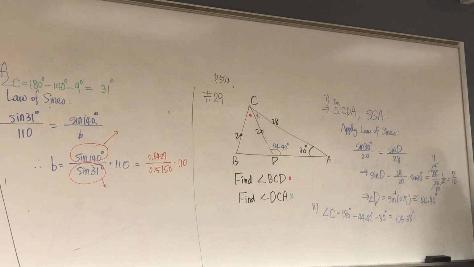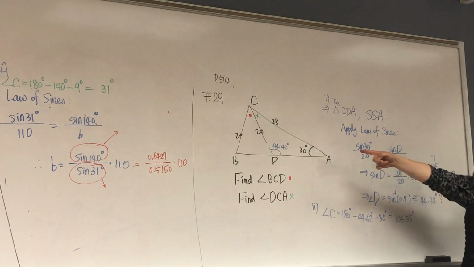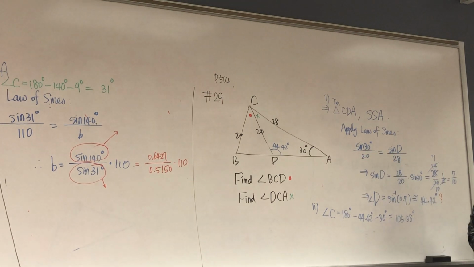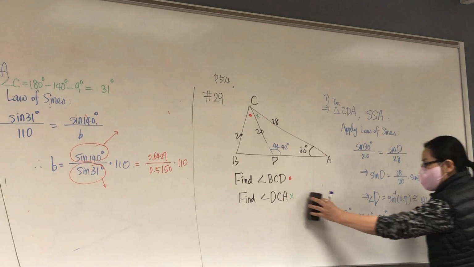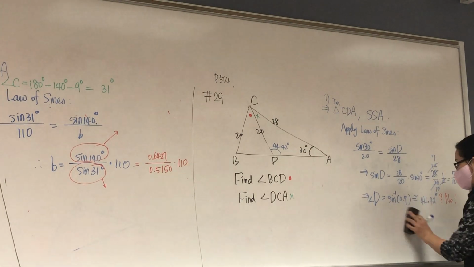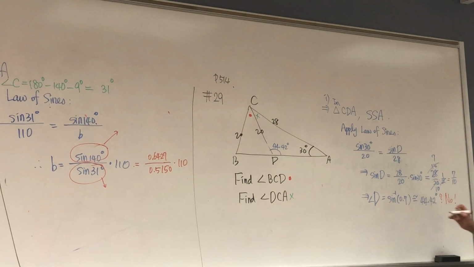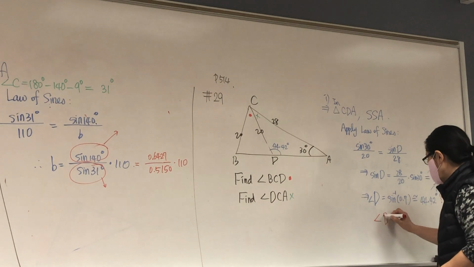Is it the right answer? You have to ask yourself that. Apparently not. Visually, is 44.42 reasonable? No. Your D should be greater than 90. Yes. So before you go on, you have to adjust. So what is the right choice of D?